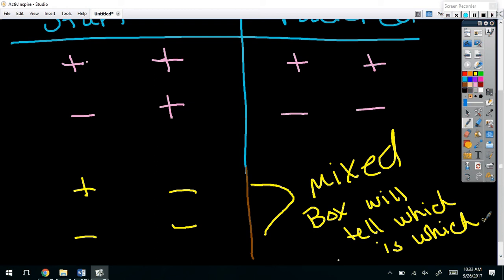If the second sign is plus, both signs follow the first. If the second sign is minus, mixed. Yes or no? Yes. Say it with me one more time. If the second sign is plus, follow the first. If the second sign is minus, mixed. Yes? Okay.